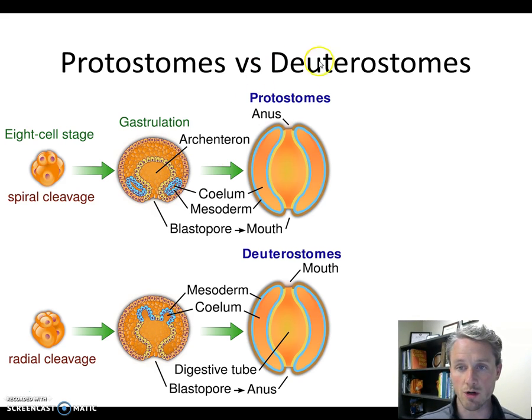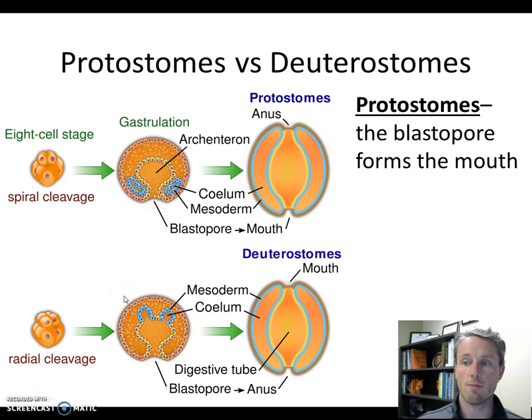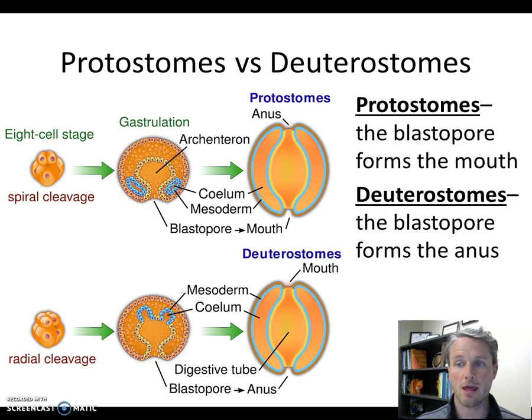All right, so in protostomes, that blastopore ends up developing into the mouth, and a second hole develops later to form the anus. Whereas in deuterostomes, that first hole, the blastopore, forms the anus, and a second hole develops later in development to form the mouth. So that's how we differentiate between protostomes, where the blastopore forms the mouth, and deuterostomes, where the blastopore forms the anus.